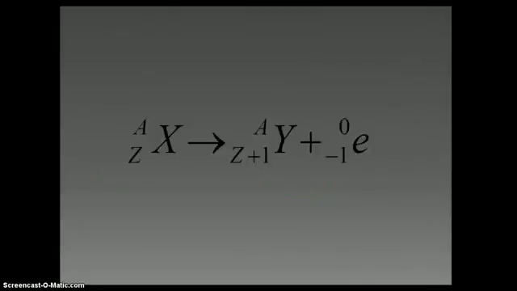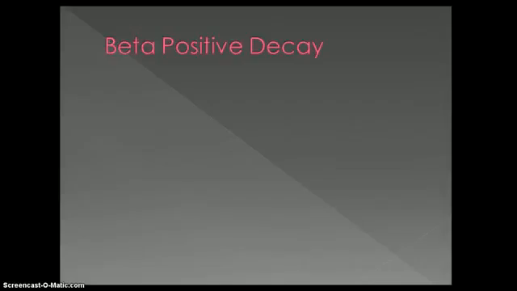The formula for this is that, let's say you've got element X undergoing beta negative decay. What would happen is that you would get element Y, which has the same mass number. The mass number does not change in this case, but your atomic number gets bumped up by 1. You add 1 to your original atomic number. Also, you'll get an electron released.